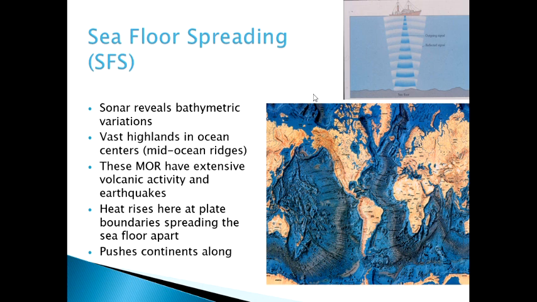These mid-ocean ridges are places where there are extensive volcanoes and volcanic activity and lots of earthquakes. These are places where heat is rising from deep within the earth at these boundaries, and it is spreading the seafloor apart. And this rising heat pushing up, creating these giant mountain ranges, is what is pushing these continents apart. Not the continents themselves moving, but bigger pieces moving.